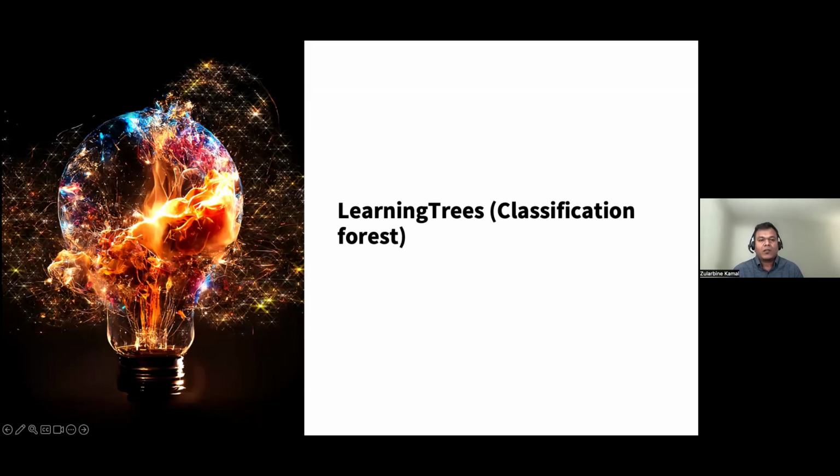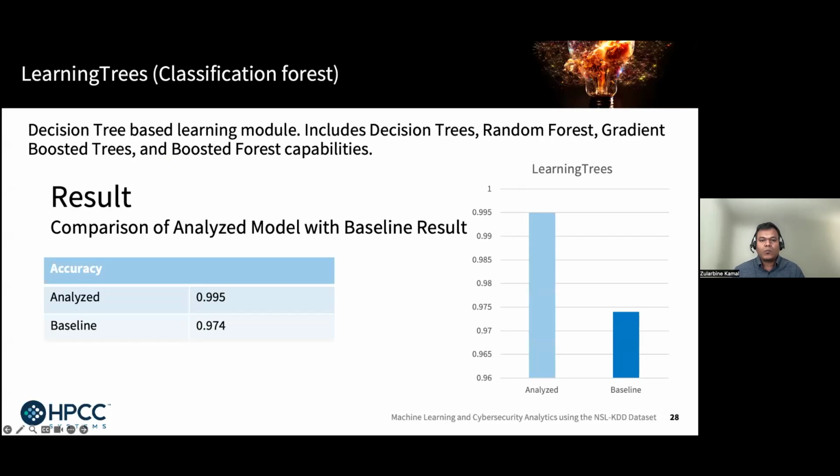Learning tree bundle. Learning tree bundle supports the decision tree, random forest, and gradient boosted forest algorithms. These algorithms are conceptually simple and easy to understand and interpret. Decision tree is one of the oldest algorithms, used at least since 1930. I have got 99% model accuracy using this classification forest algorithm.